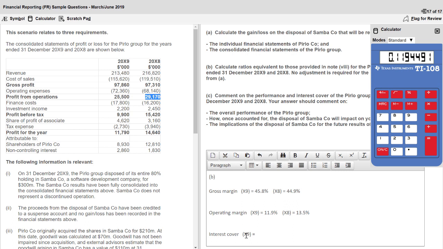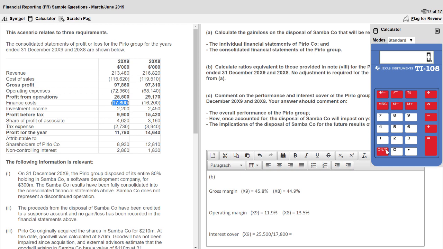Interest cover. So that's looking at how many times you can pay out your interest expense from your profit from operations. So your profit from operations is 25500, and again, I'm just writing this out for demonstration purposes, divided by your interest expense, which is your finance cost, at 17,800.